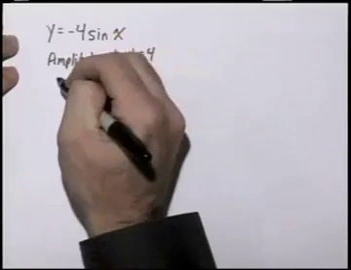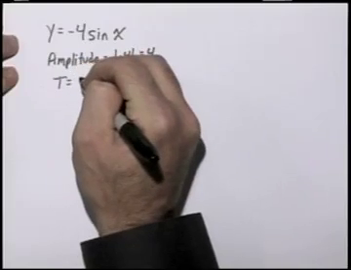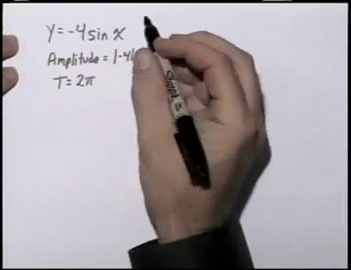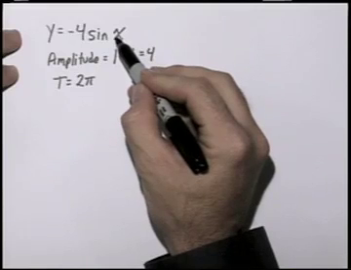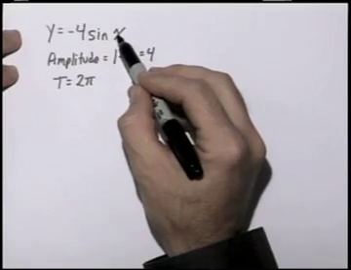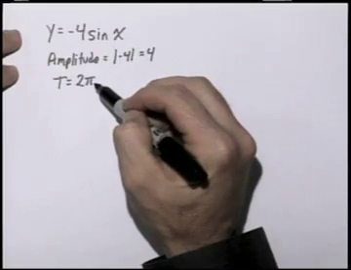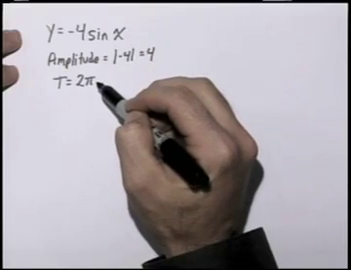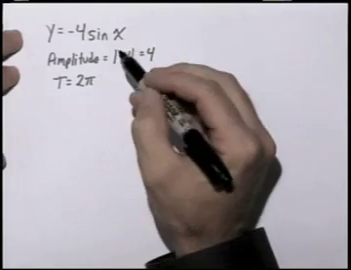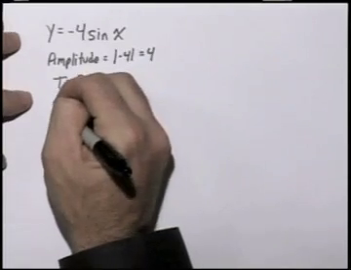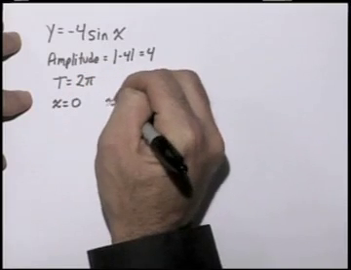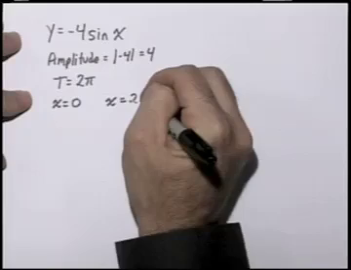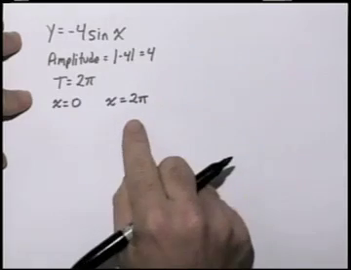We also should notice that the period T of this particular function is 2 pi radians because omega, the coefficient on x, is 1. That means that it's going to take exactly 2 pi radians to draw one complete cycle of the graph. Let's say that a cycle is going to begin at x equals 0 and end at x equals 2 pi.